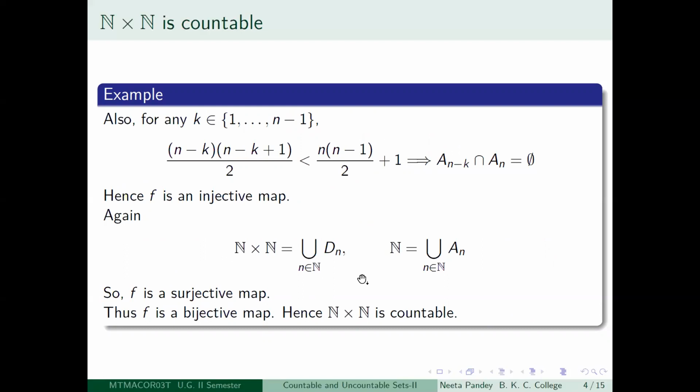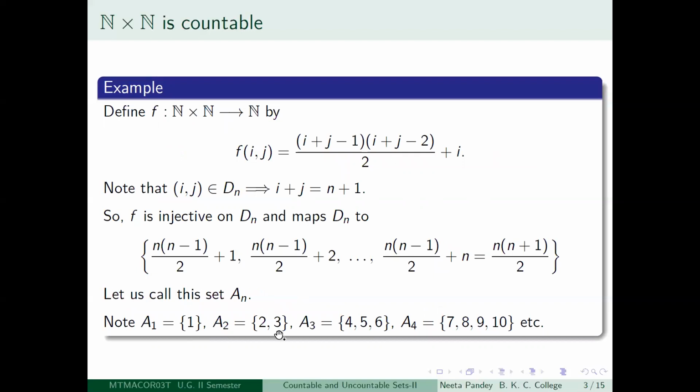It is quite clear. And the set of positive integers is the union of all the A_n's, because D_n consisted of all (i, j) where i plus j is equal to n plus 1, and any element of N cross N would look like that. So this is clear. And similarly, if you look at the way you have got your A_i's, you have just partitioned your positive integers in this fashion.